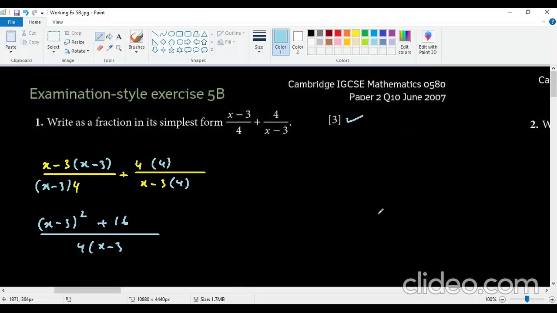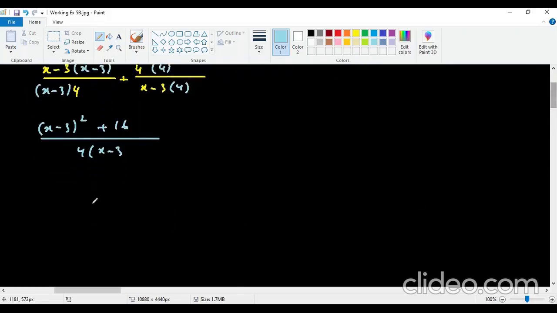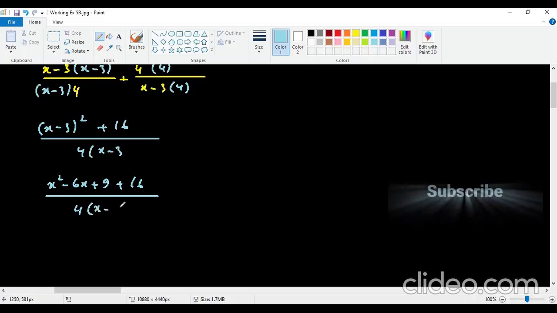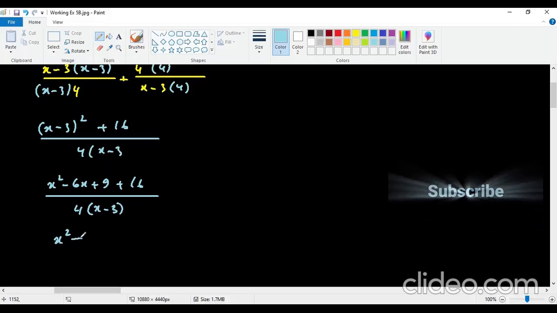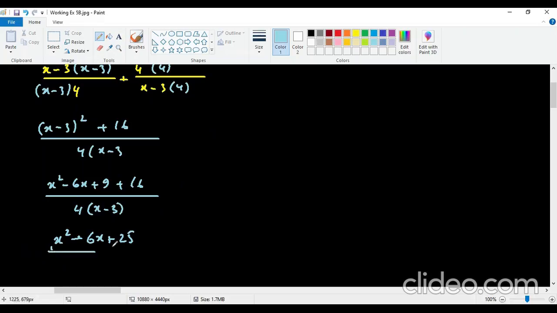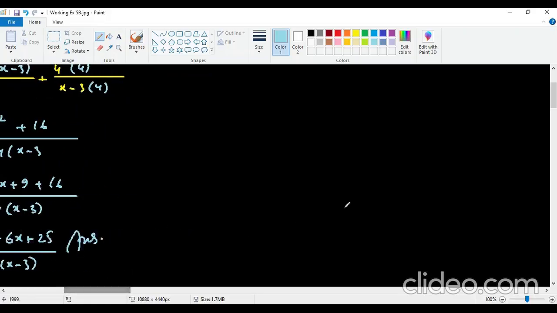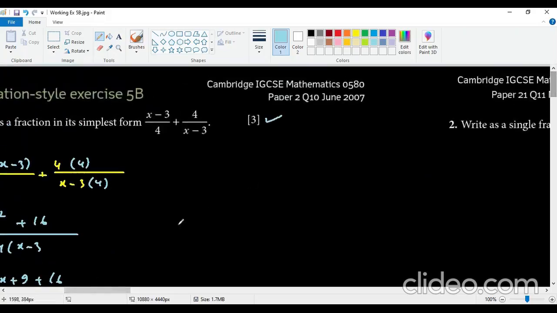Now the first bracket is going to give us x square minus 6x plus 9 plus 16, and down below as a denominator you'll have 4(x minus 3). Now once we simplify, we are going to get (x square minus 6x plus 25) over 4(x minus 3), which is going to be your answer. Now moving on to question number 2.